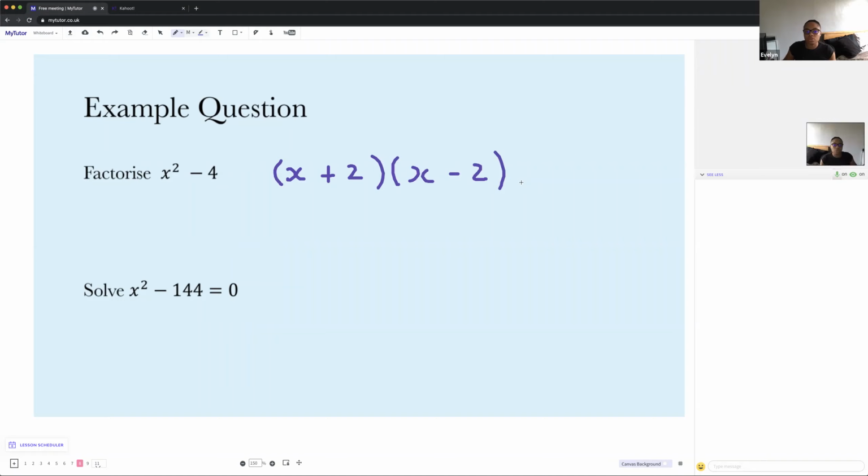All they asked us to do was factorize it. We don't need to solve it. So you just need to have your letters and your numbers in brackets. That's it. This is the answer for the first one.